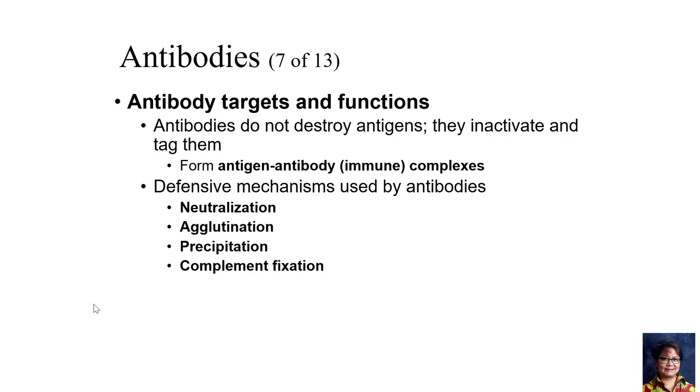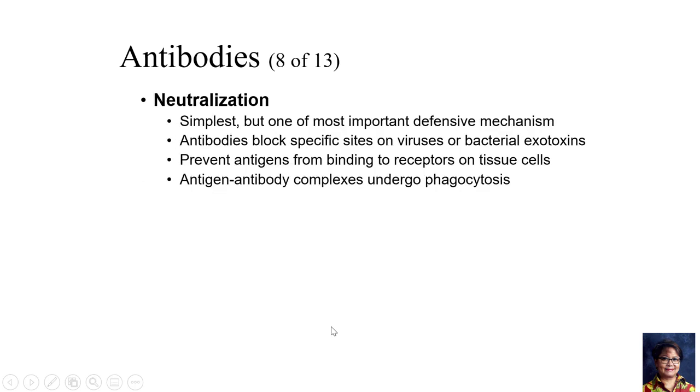So, what are the functions of your antibody? The defense mechanisms use antibodies for neutralization, agglutination, precipitation, and complement fixation. Neutralization is the simplest and one of the most effective defensive mechanisms. Here, the antibodies block specific sites on viruses or bacterial toxins. They prevent antigen from binding to receptors on tissue cells. So the antigen-antibody complex would undergo phagocytosis.